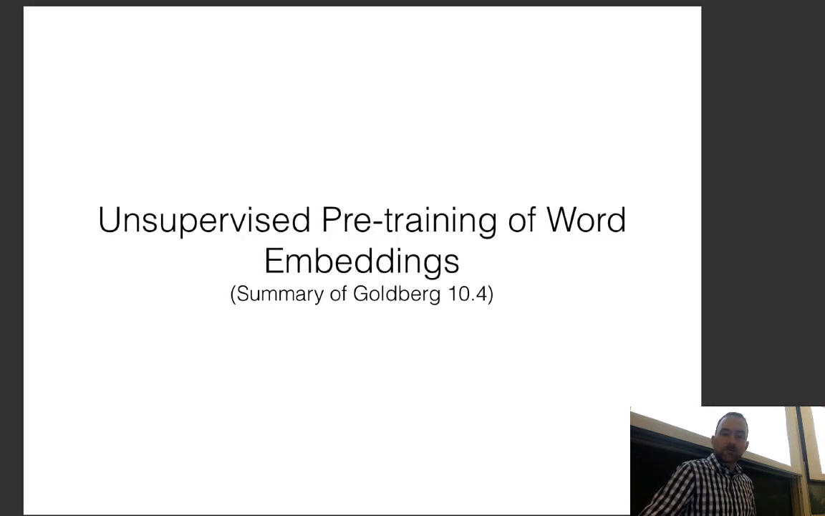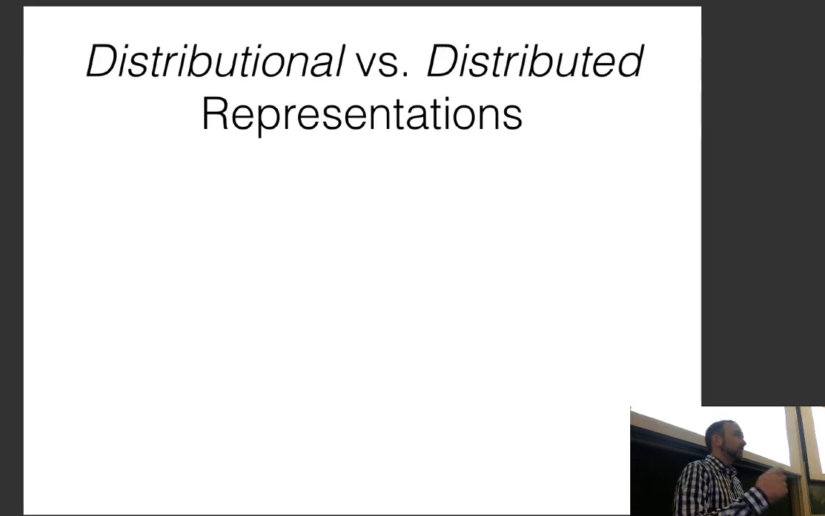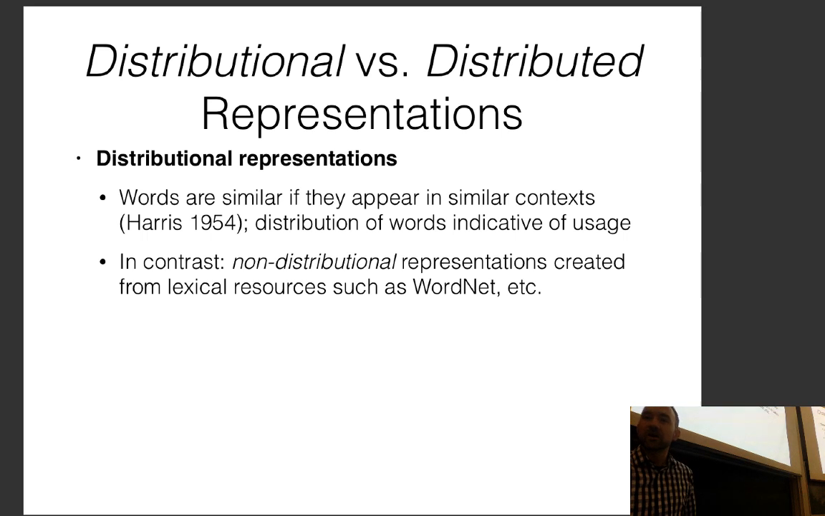So to go to unsupervised pre-training of word embeddings, this is a very brief summary. One thing that I think wasn't extremely clearly stated in the reading, so I just wanted to reiterate here, is distributional versus distributed representations. Distributional representations are based on the fact that words are similar if they appear in similar contexts. In contrast, non-distributional representations are created from something other than just textual use cases. And the great majority of training word representations is done using just text, using distributional word representations.